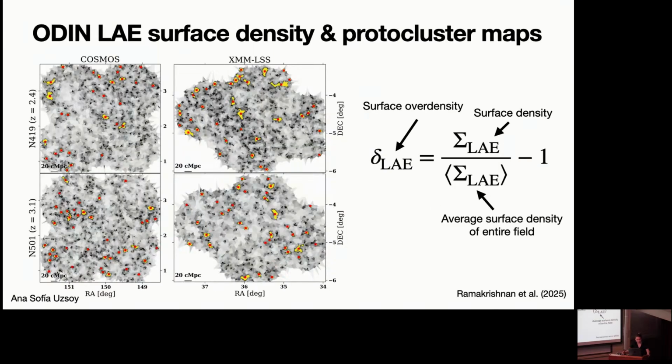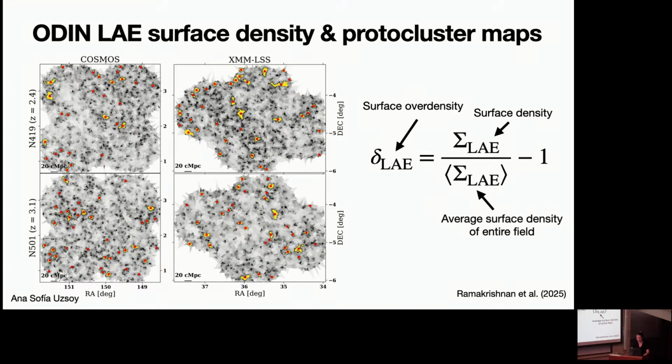Folks from the ODIN collaboration, this is work from Vandana Ramakrishnan from Purdue, created LAE surface density and protocluster maps. Because we're working with narrowband regions, we can essentially treat them as two-dimensional, since it's a very, very narrow redshift range. These are parameterized in terms of the surface overdensity parameter, delta LAE, which is quantified by calculating the surface density at every point and dividing it by the average surface density of the whole field. Here we have these surface density maps in the COSMOS and XMM fields. The top row is at redshift 2.45 in the first narrowband, and the bottom is at redshift 3.1. The darker regions correspond to higher surface densities, and the yellow regions indicate protocluster regions.